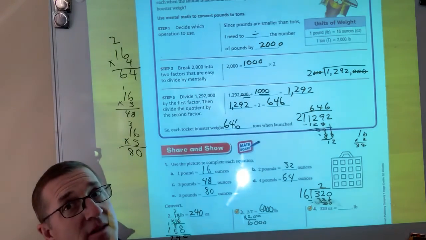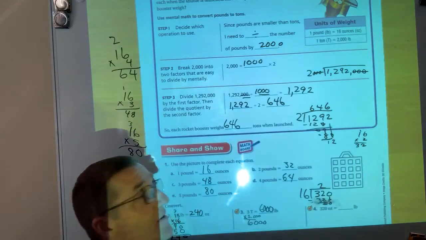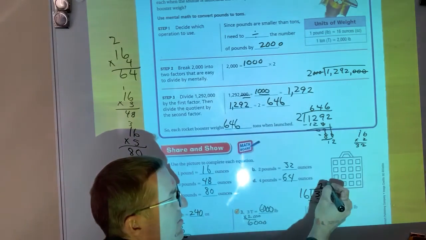No, just because it's a 0 doesn't mean I'm done. What do I need to put over here in the ones column? Also a 0, so I get 20 pounds.